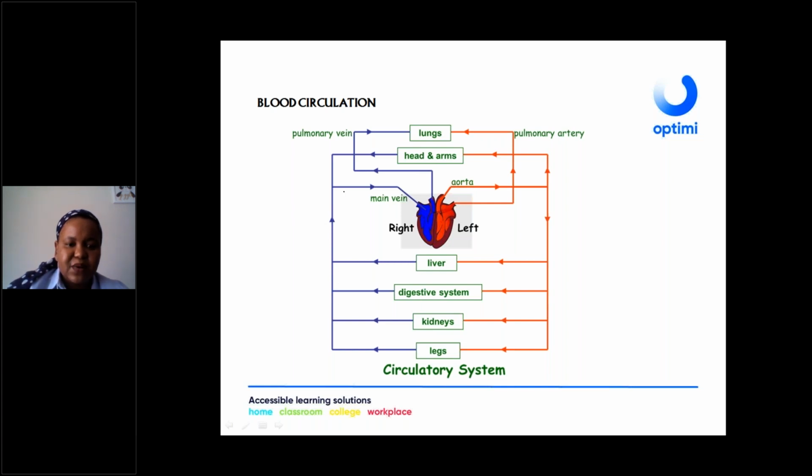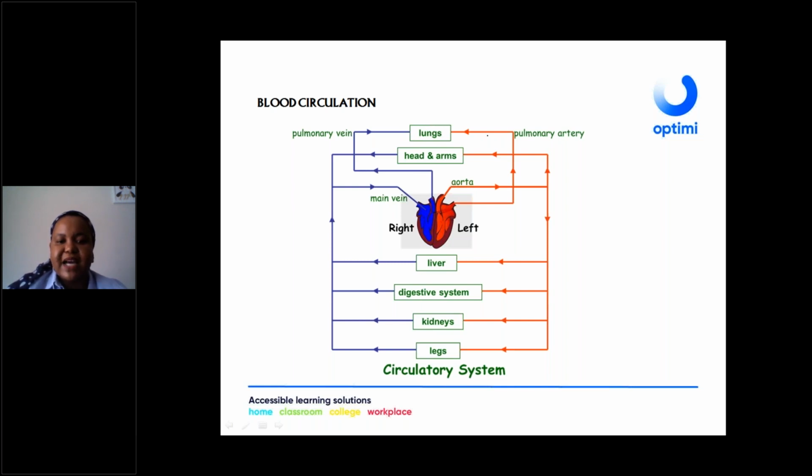But now this will be known as our inferior vena cava. They go into the right atrium. From the right atrium to the ventricle. From the ventricle to the pulmonary artery. From the pulmonary artery to the lungs. When they get to the lungs, they drop off the carbon dioxide and pick up oxygen.